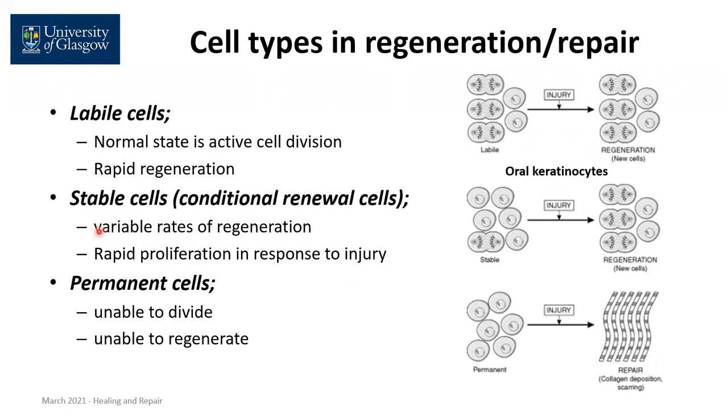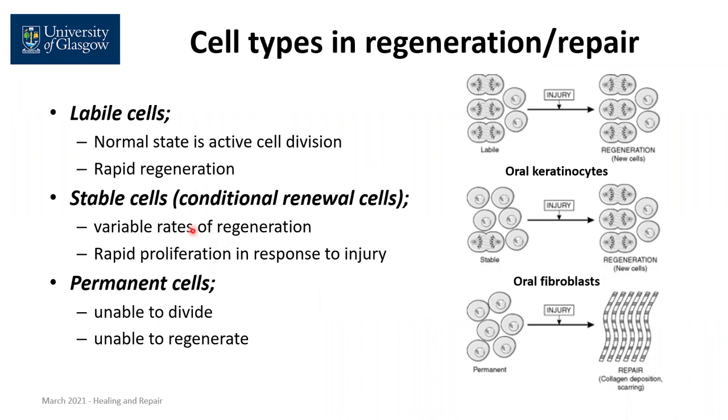Your second cell type are your stable cells. So there's a variable rate of regeneration within these cells, but these cells have the ability to rapidly proliferate in response to injury. Good examples for these cells would be your liver cells or your kidney cells, or within the context of the oral cavity would be your oral fibroblasts.